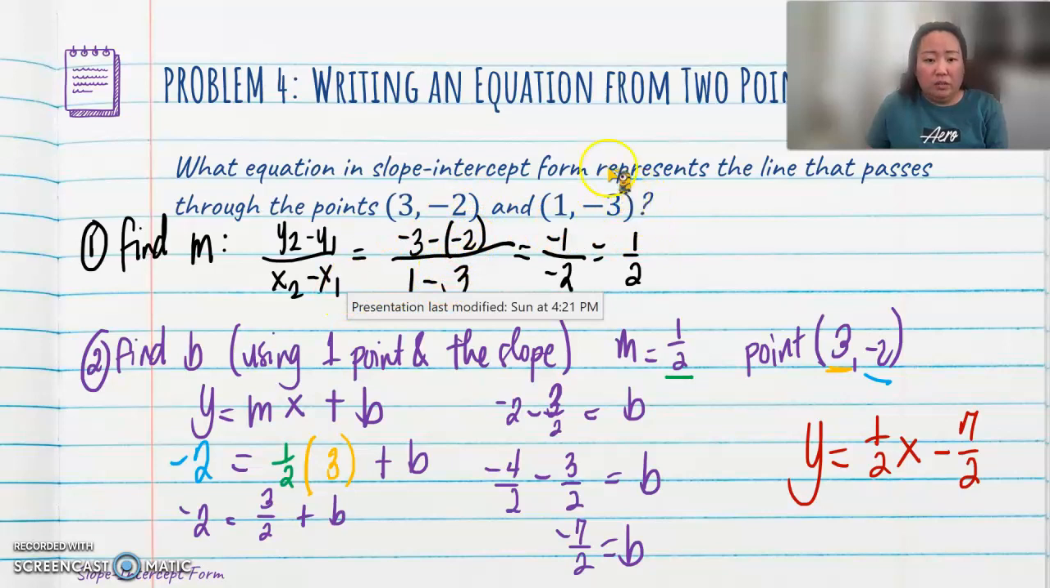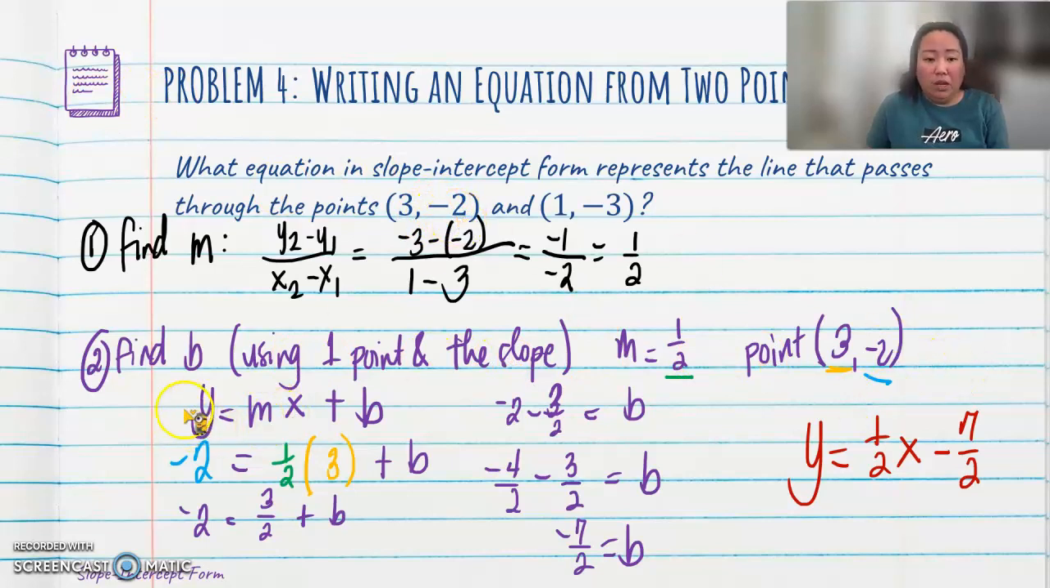In this case, this is my point number 2, and this is my point number 1, and so the slope eventually is going to be 1/2. The next thing is you need to find the y-intercept, and so what you do is you use 1 point and the slope. In this example, I used 3, -2 as the point.